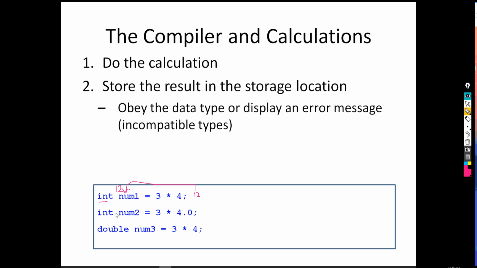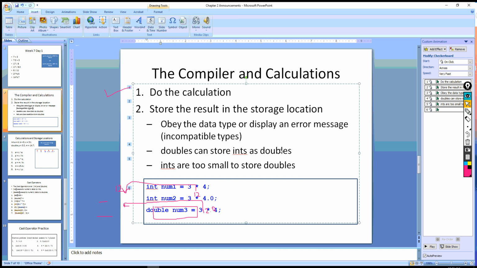That's not a problem. The next line, if you notice, 3 times 4.0, has to be a double, because an int times a double is a double, so it's 12.0. Now the next thing it does is try to store the result in the storage location. So it takes this double and tries to store it in here, but it's an int. Now, this is the important thing that you need to add to your notes. And I should have done this earlier. Well, you know, it's actually on there already.